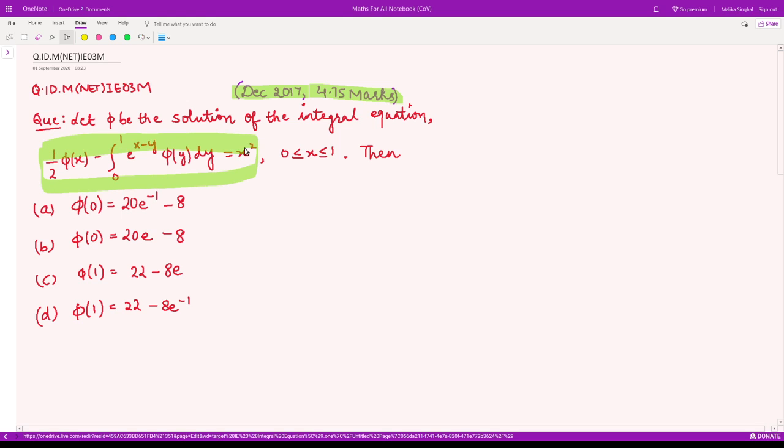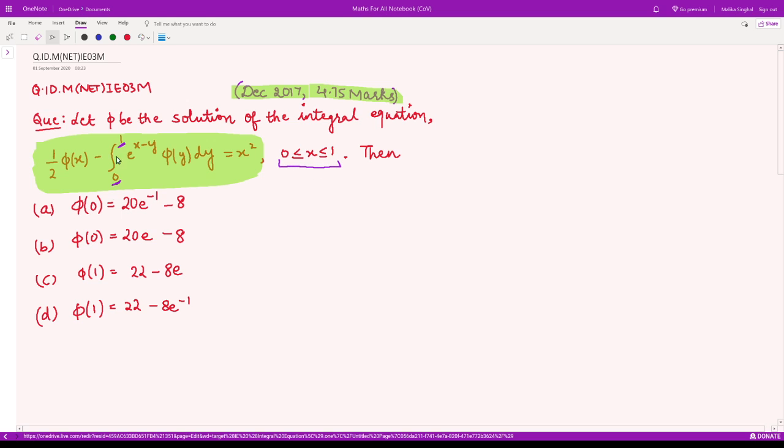What kind of equation is this? It is a Fredholm integral equation of second kind, right? Because the limits are given to be constants. Moreover, the interval for x is given to be 0 to 1.